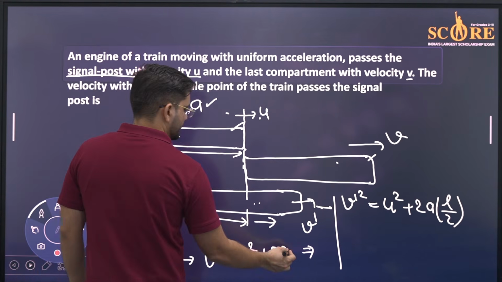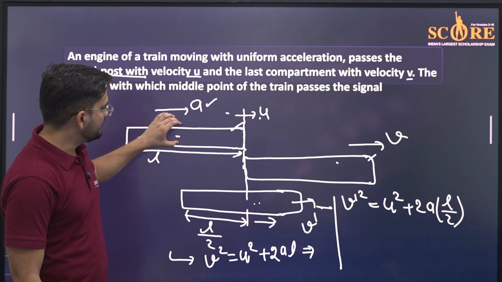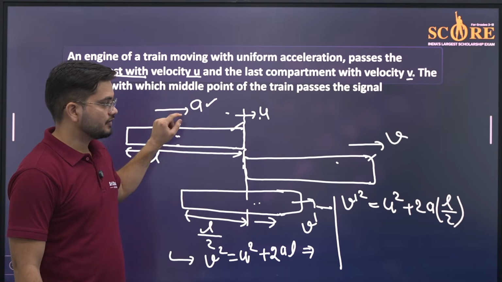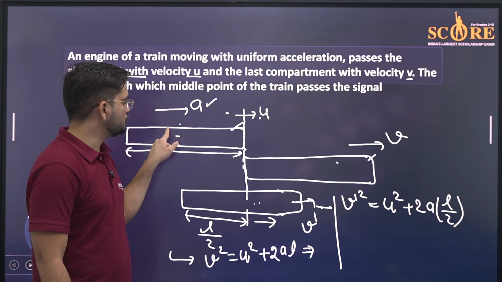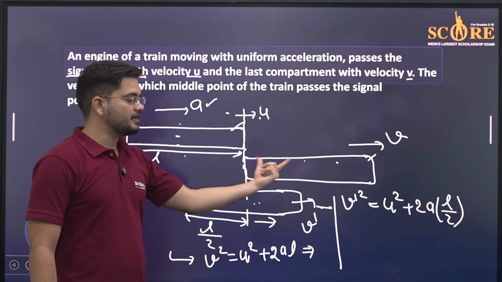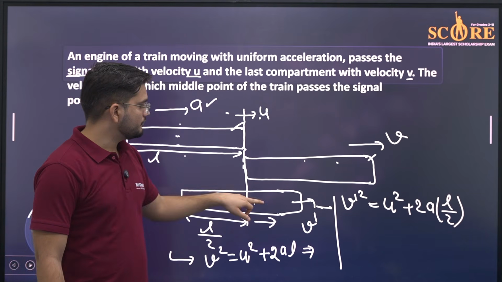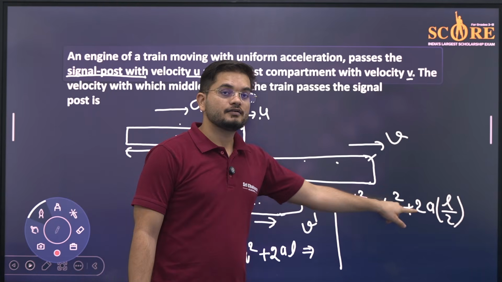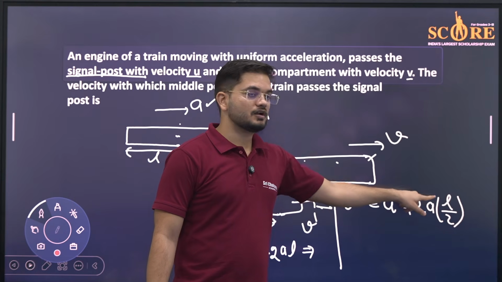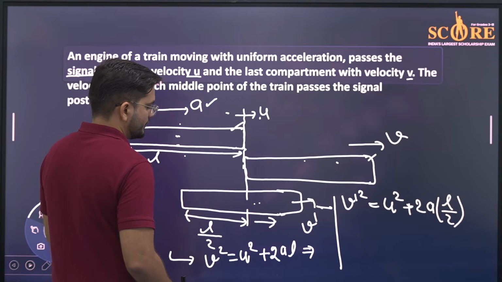In this equation, displacement will be L. This equation is applied between these two positions. Final velocity v square, initial velocity u square plus 2a, and displacement will be L. And if we apply this formula for these positions, then it will be v dash square equal to u square plus 2a L by 2.